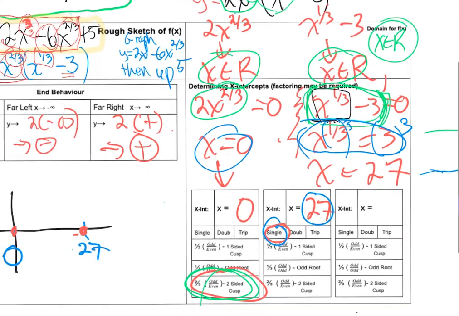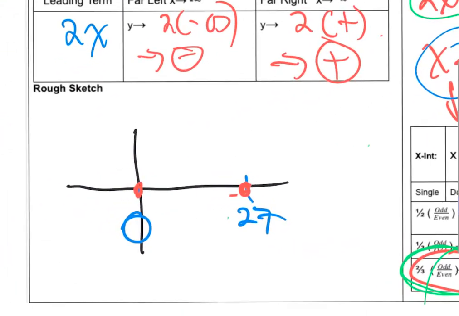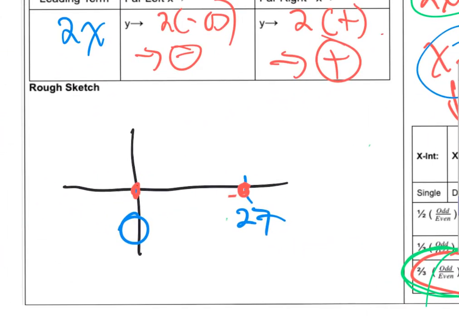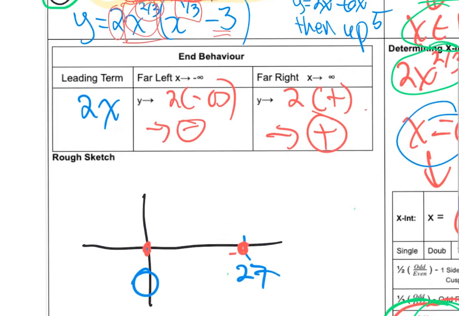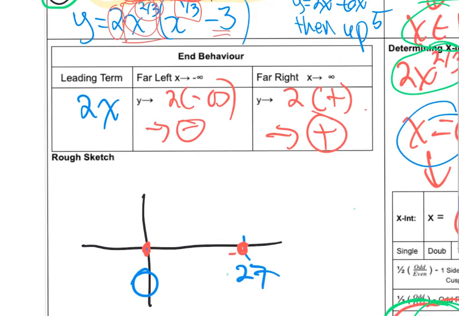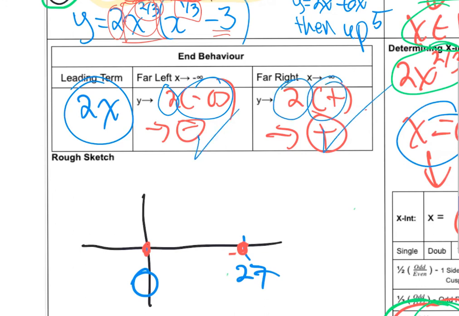What will that graph now look like? Let's take a look at this. Oh, I didn't do the end behavior, did I? So what is the end behavior? This one was pretty easy. The greatest exponent in the start was 2x. So far to the left, it's going to be 2 times negative infinity. That's a big negative number. Far to the right, 2 multiplied by a big positive gives you a positive. So far to the left, we're down low. Far to the right, we're up high.